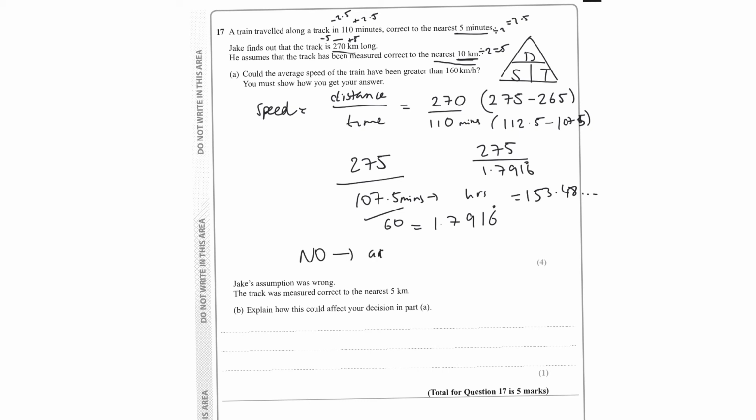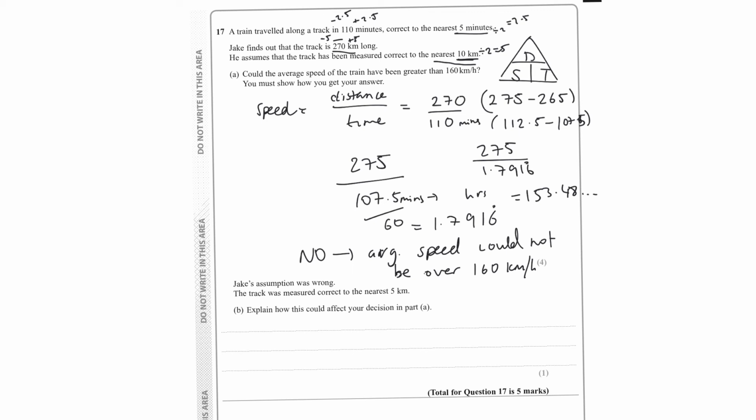The average speed could not be over 160 kilometers per hour. So Jake's assumption was wrong. The track was measured correct to the nearest 5 kilometers. Explain how this could affect your answer.